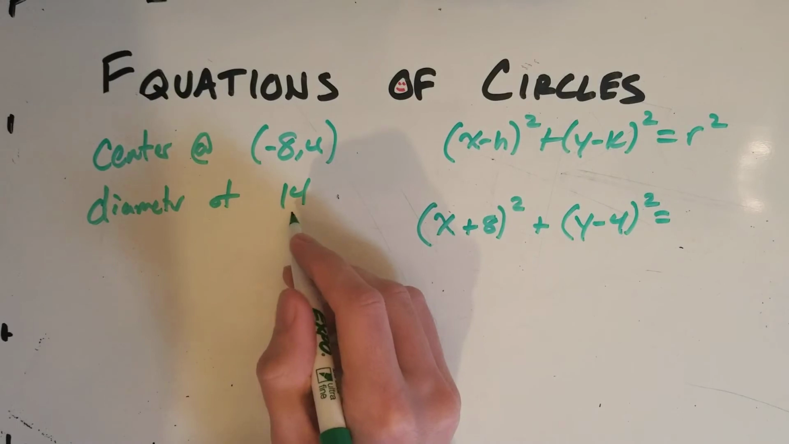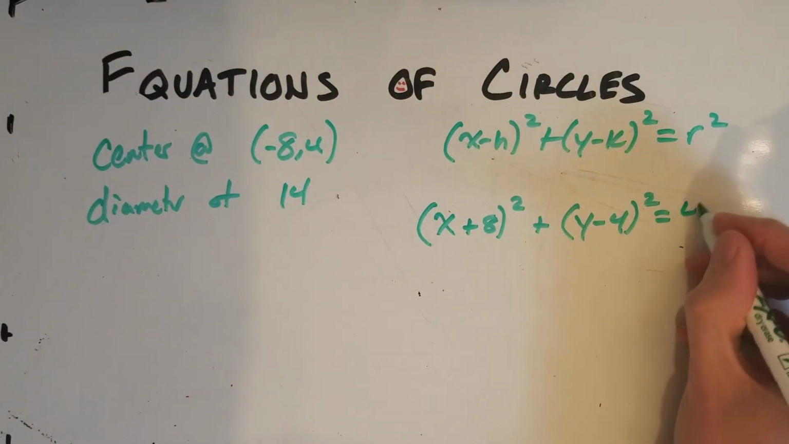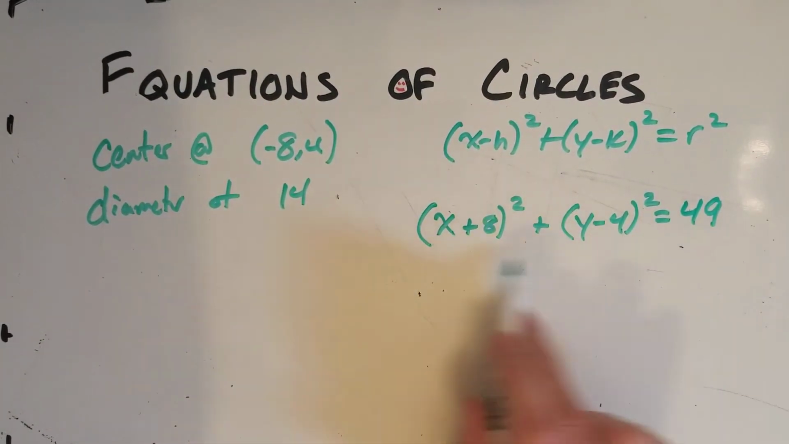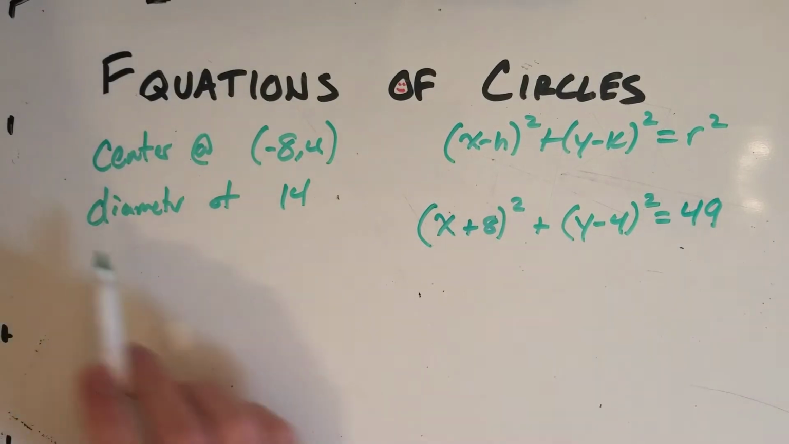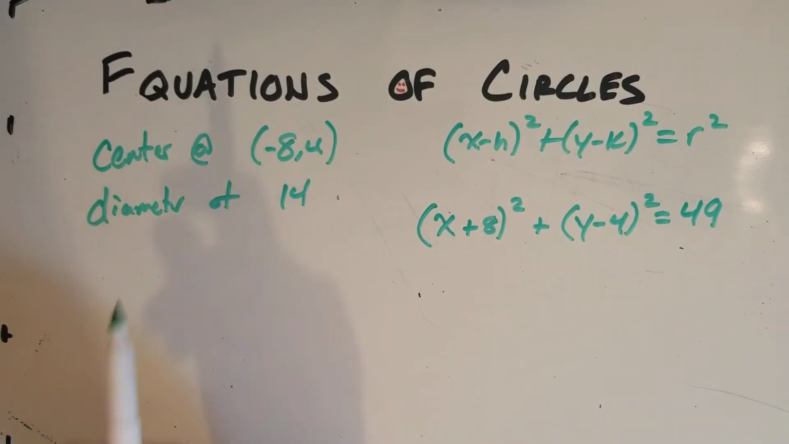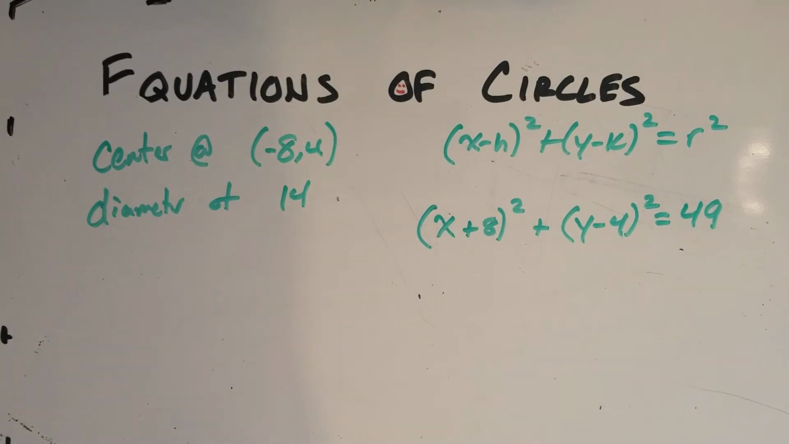So your radius would be half of 14. Your radius is 7, and 7 squared is 49. So this would be our equation in standard form to represent this circle here. And now let's do one a little bit different.